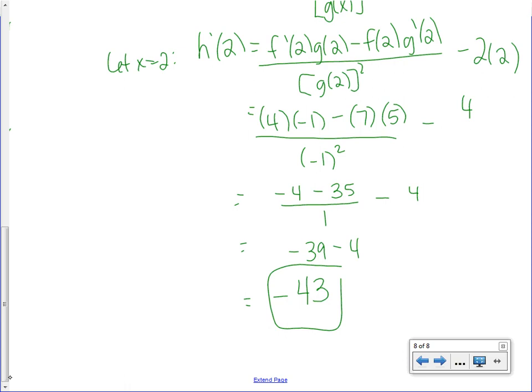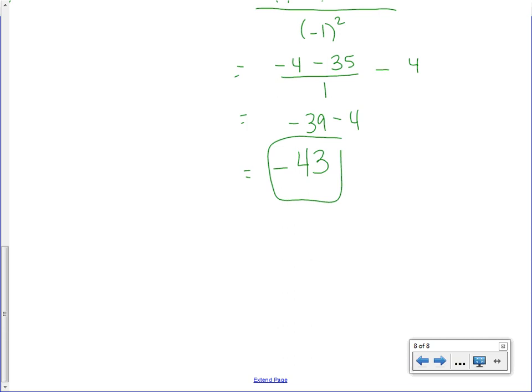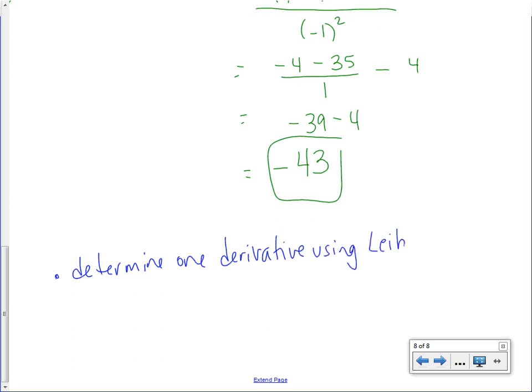Okay. I've literally told you everything that's on this test, guys. Is there going to be a question with dy over dx? There is one Leibniz notation question. Good question, thank you, Rand. Determine one derivative using Leibniz notation.